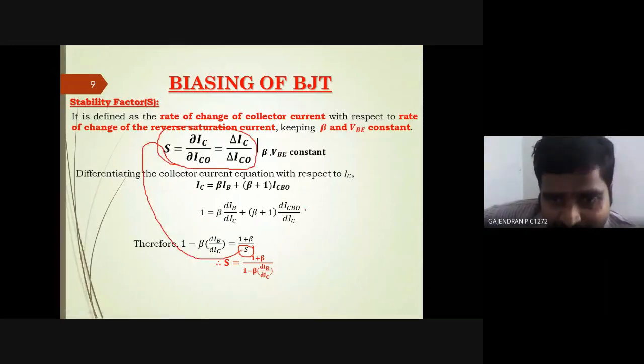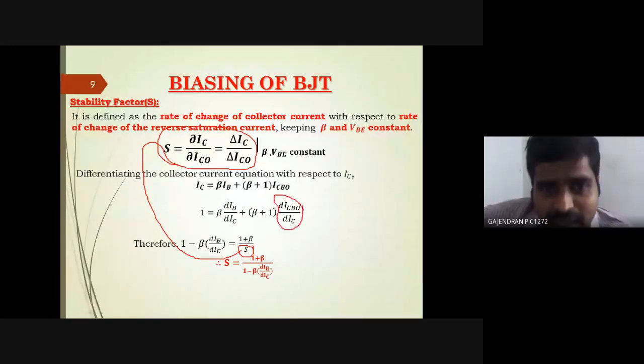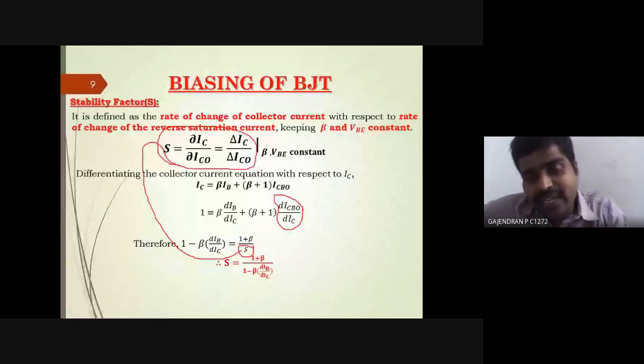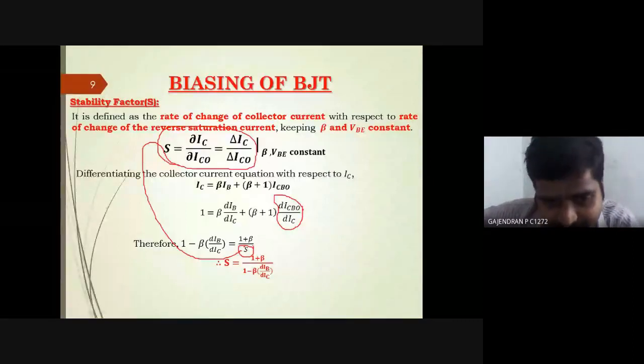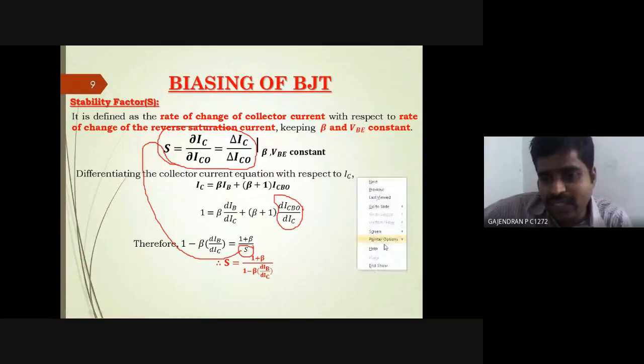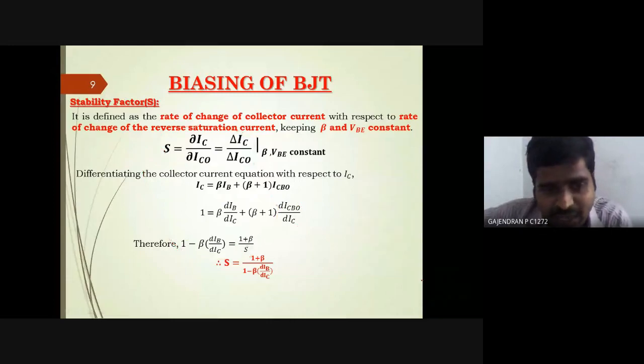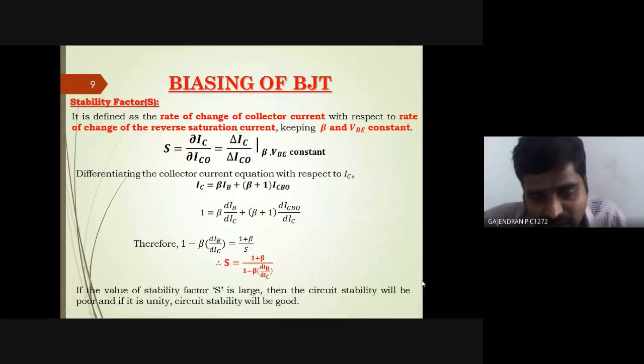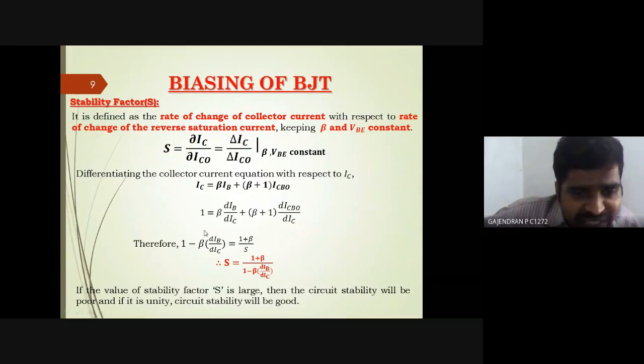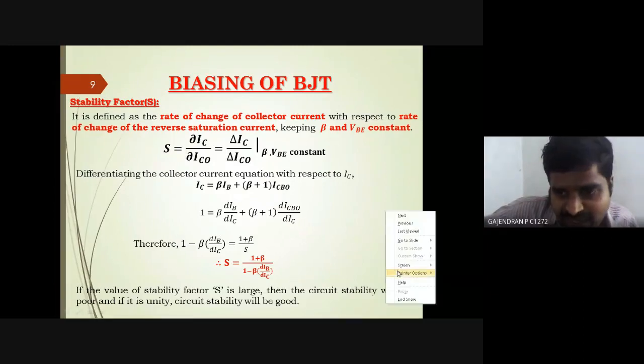If you take this reciprocal, you will get this, so the same they have put it here. And then if you take the S one side and the remaining terms at the other side, you will get the formula for the stability factor. If the value of the stability factor S is large, then the circuit stability will be poor. If it is unity, stability factor will be good.